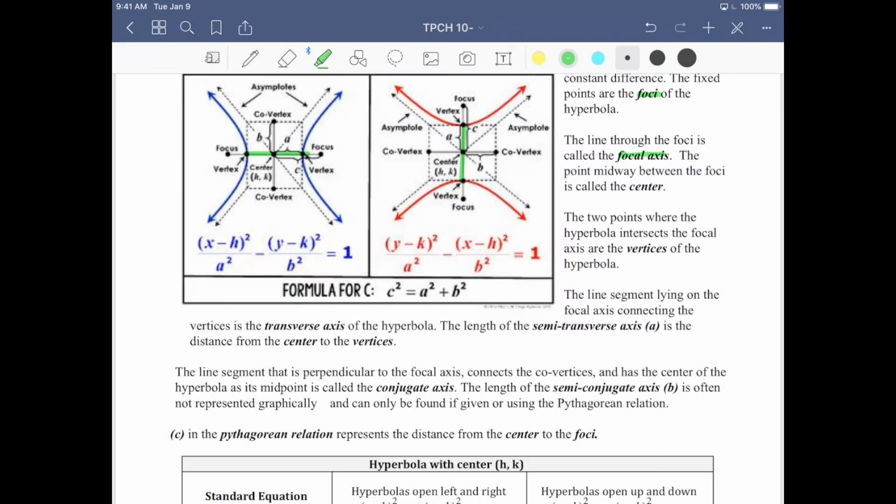So I will go ahead and highlight those green so that we know. Thus far, everything highlighted in green is lying in the same vicinity. So the foci are the following, and all of this lies on the focal axis. Now, the line segment that is perpendicular to the focal axis, connects the co-vertices, and has the center of the hyperbola as its midpoint is called the conjugate axis.